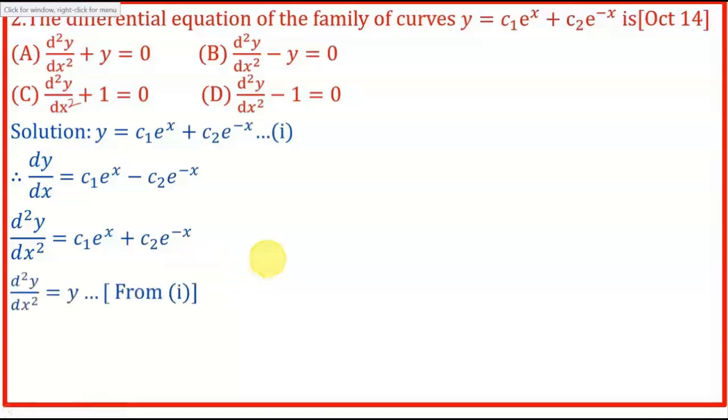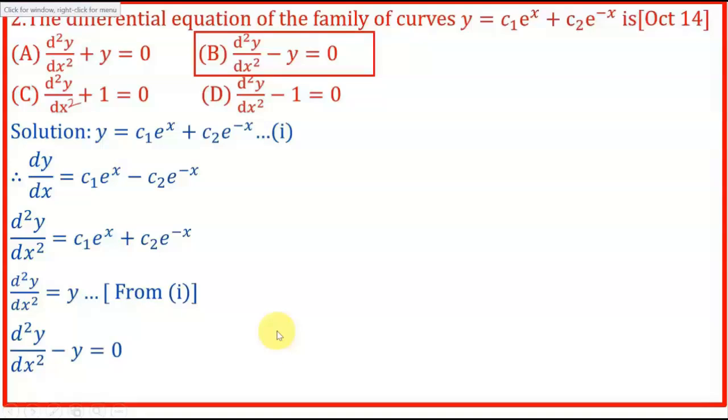Now we will shift this y towards the left hand side and it will become minus. Therefore d2y by dx square minus y is equal to 0. And hence option B is correct here.